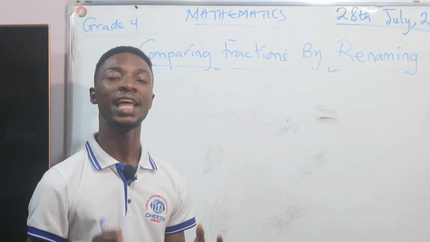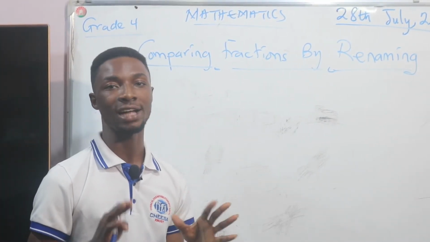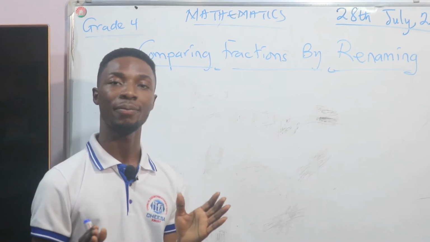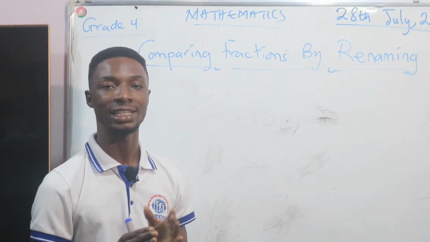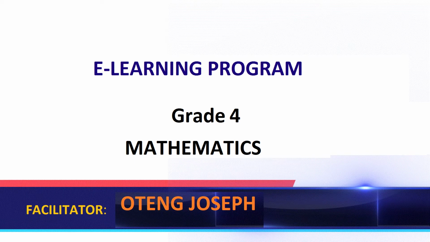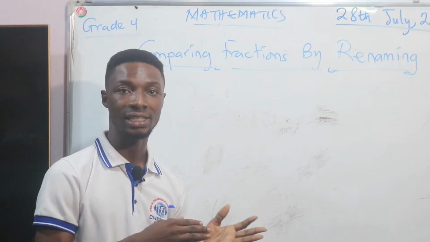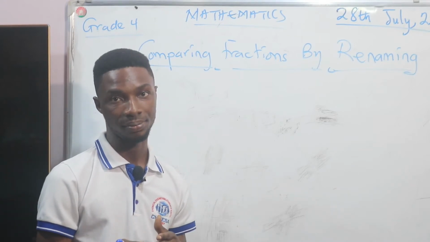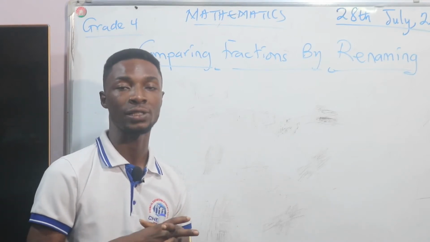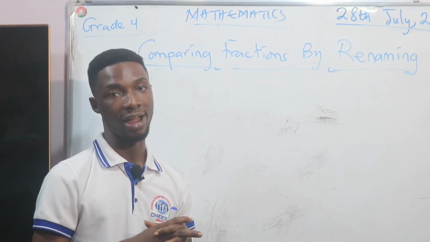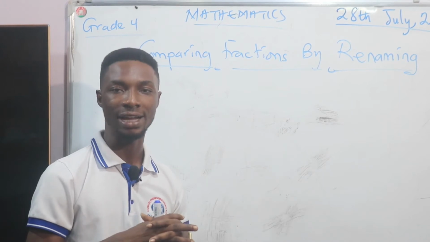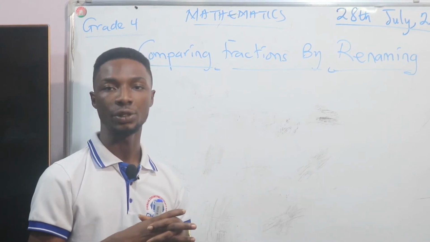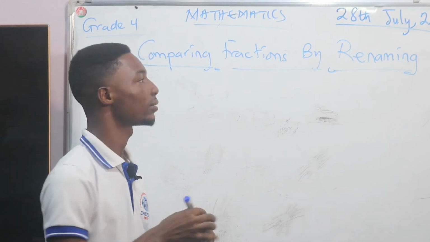Students, we are going to learn how to arrange fractions in order of magnitude. We are going to learn how to arrange fractions from smallest to highest, and also from highest to smallest. That is what we refer to as comparison of fractions. Let's first take fractions that have common denominators.